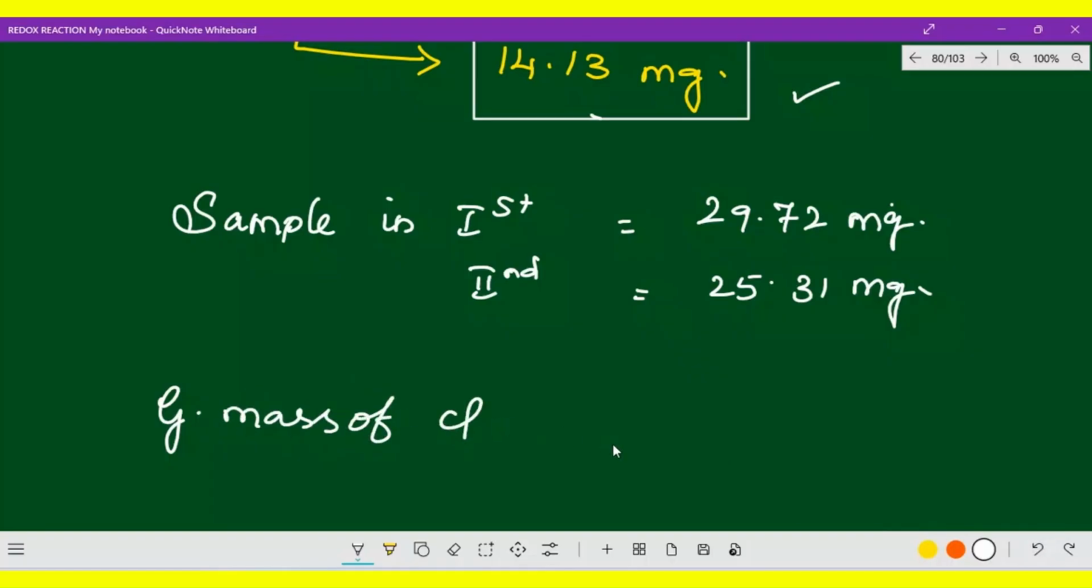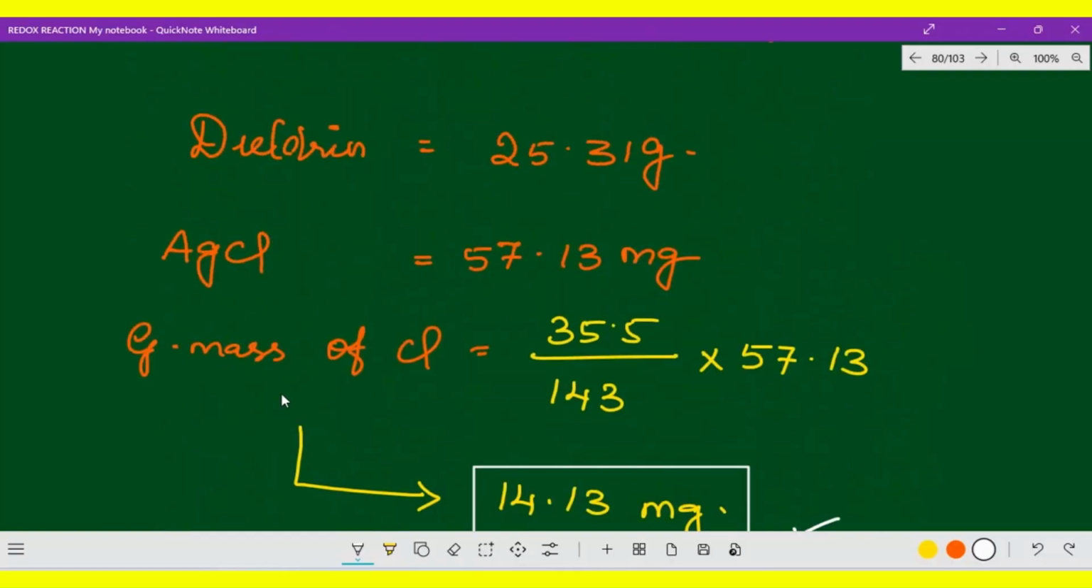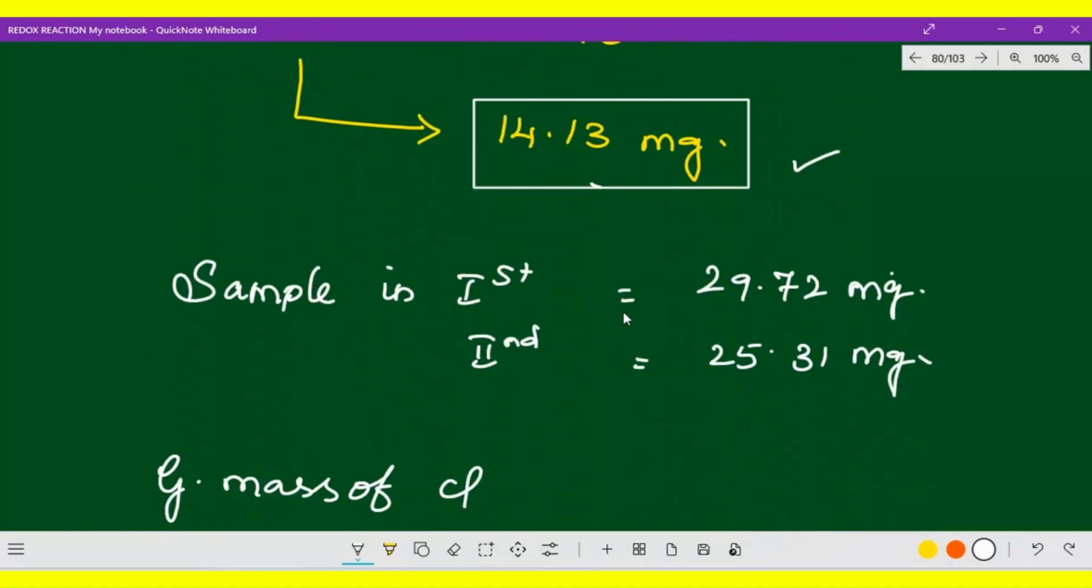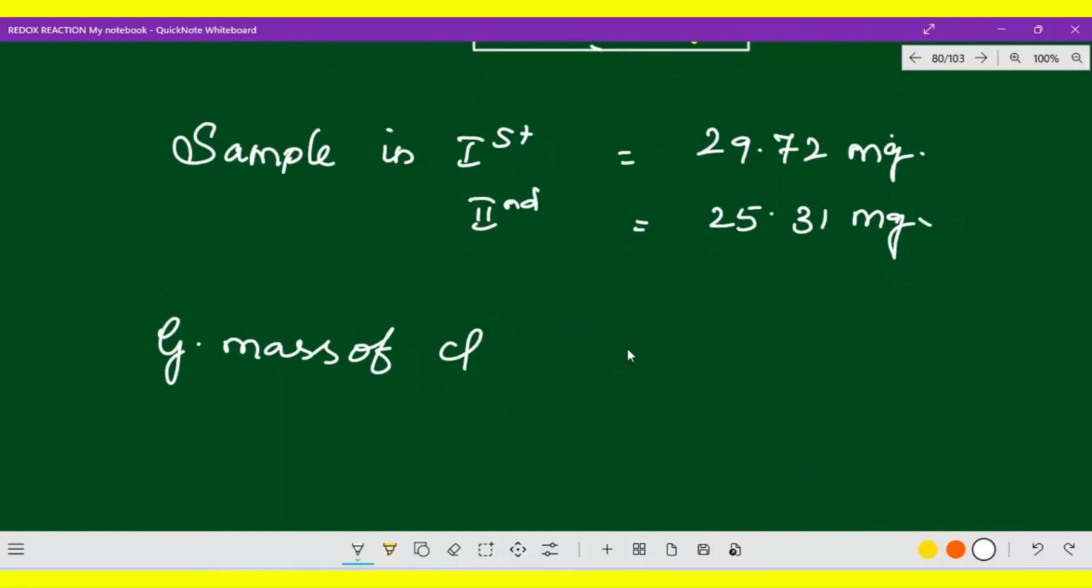Because chlorine is there for both, it is not only for AgCl that they have converted, even drin chlorine is mandatory. So this is what we have found, that this is from AgCl how much it is in milligram, and then drin, one more sample is also available. So how do we identify?